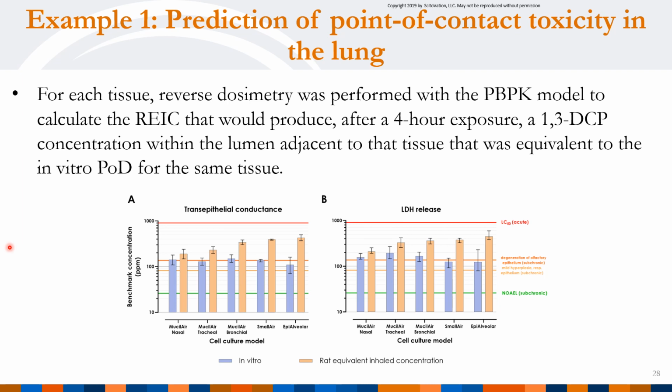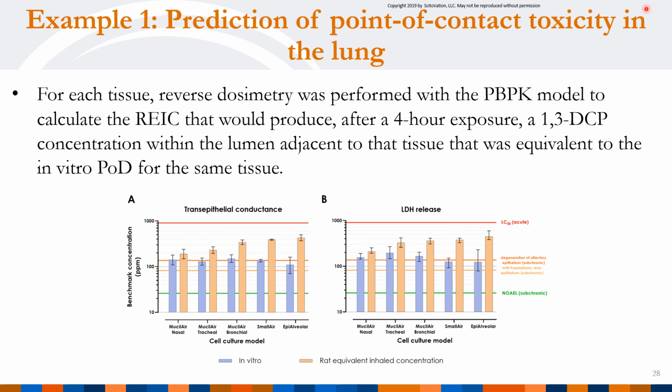So the in vitro points of departure, which are the blue bars here, and their rat equivalent inhaled concentrations in orange are depicted for transepithelial conductance, which is figure A, and LDH release dose-response relationships, figure B. The bar heights represent the BMD 1 standard deviation, and error bars extend from the BMDL to the BMDU 1 standard deviation. So they represent basically the 95% confidence interval on the BMD.